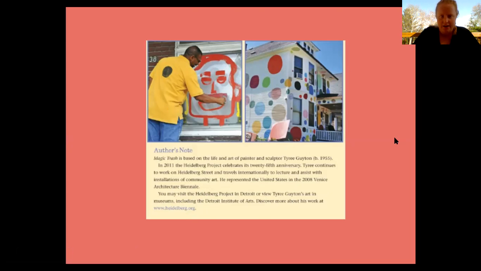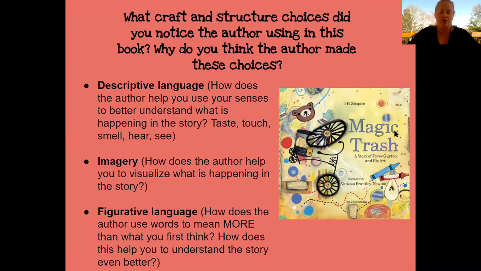So jumping ahead now, as we're reading Magic Trash, the story of Tyree Guyton and his art, we're going to be thinking a lot about the author's choices and the author's craft. So we're taking a jump away from studying chapter books, and we're thinking instead about a smaller book, but we're thinking about the author's choices and how they created this book and how they wrote this book and how that helps us to understand Tyree Guyton's story better.